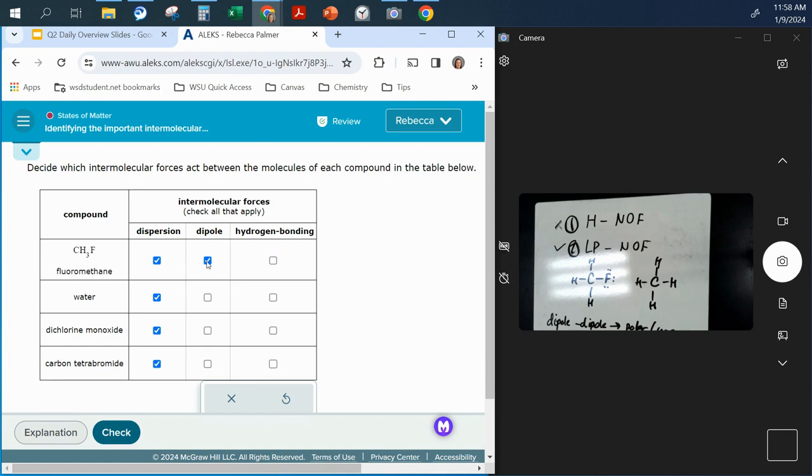So this one has dipole-dipole because we have one group that's different than the others. So that fluorine can pull electrons. This one does not have hydrogen bonding because there's not a hydrogen on the fluorine.